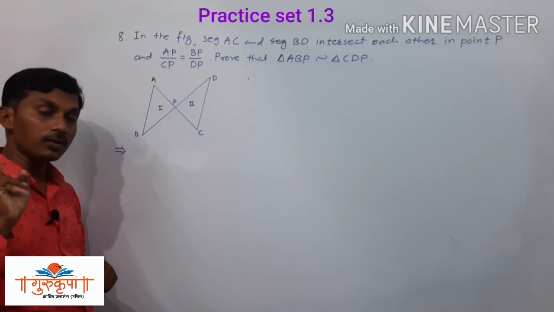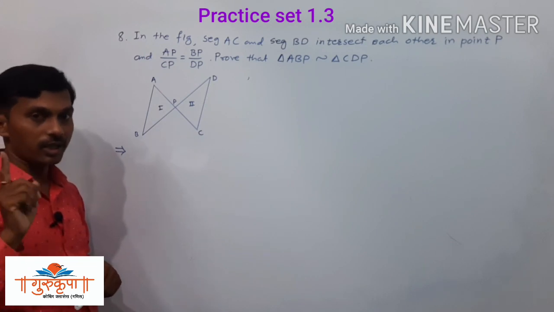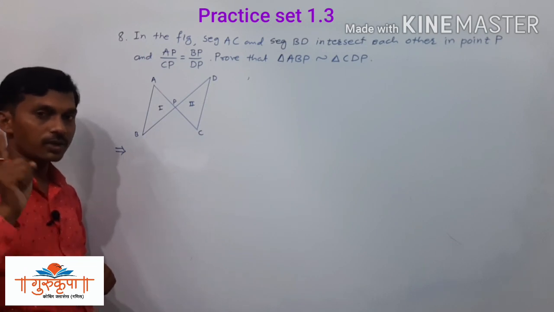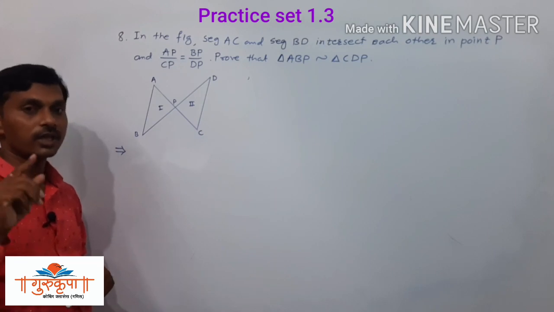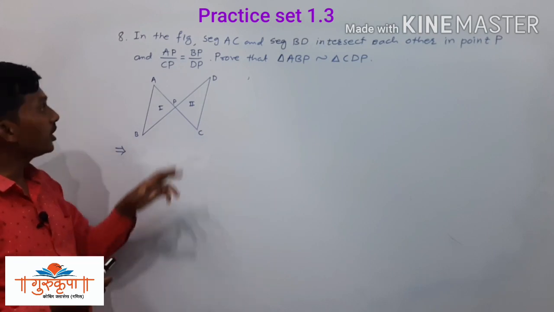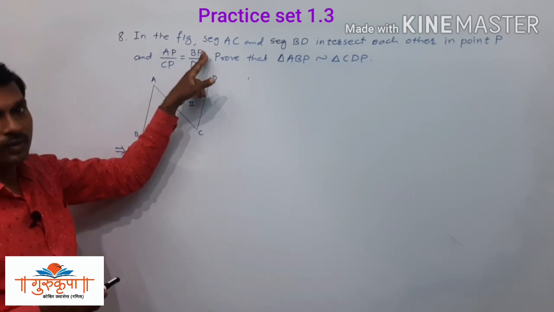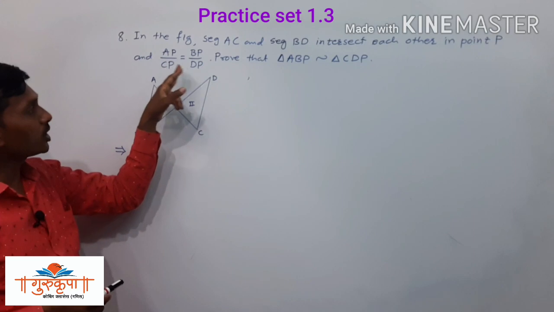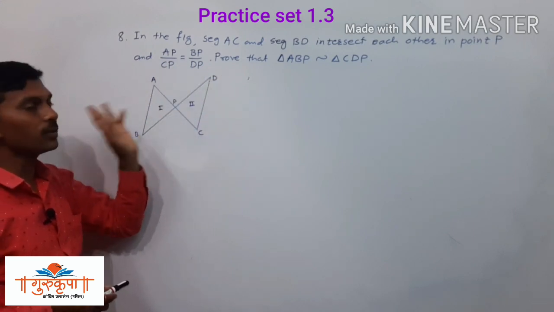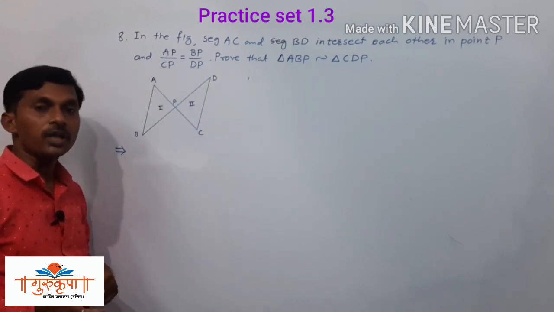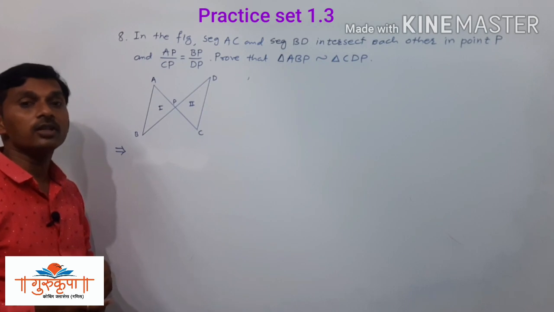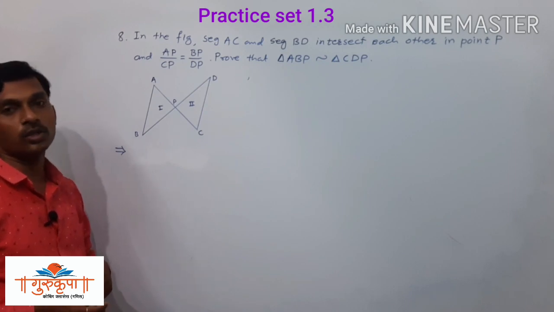Now we have three tests of similarity, that is the angle test, or the side test, or the side angle side test. And here it is given that two sides of triangle ABP proportionally divide the two sides of triangle CDP. That is already given. Now we just have to think about whether the angles included by them are congruent or not.